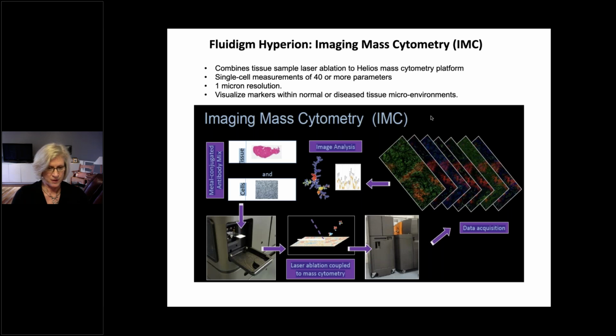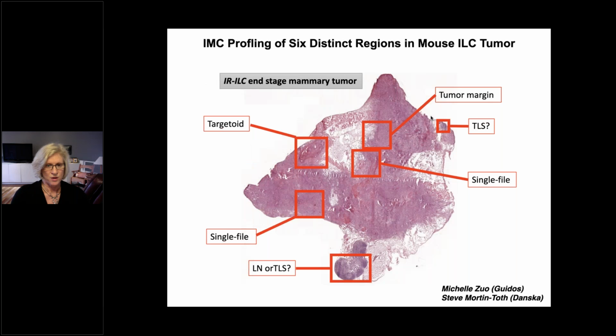The pictures show on the bottom left the slide scanner, where you just insert your slide stained with metal-tagged antibodies. And then there is a very high power UV laser that ablates the tissue in slices. And these ablated pieces of tissue get sucked into the Helios to be analyzed by time of flight mass cytometry. And then computationally, the slices are reconstructed into a whole image. So we applied this technology to a couple of mammary tumors from this system.